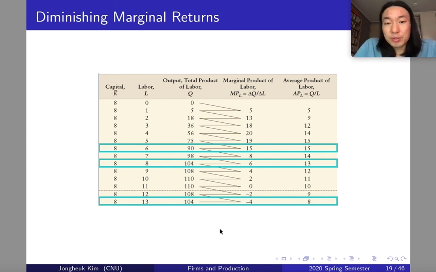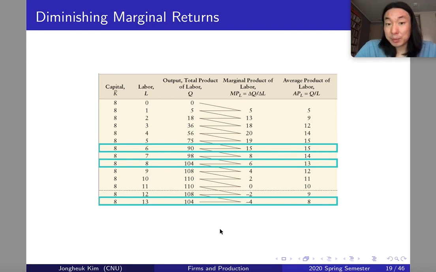And if you see the fourth column and the fifth column, you can find one interesting finding, which is that there is some relationship between the MPL and the APL. How about the APL first? APL is increasing, but at some point it starts decreasing, right? So it is inverted U-shaped, okay? Or just a bell-type graph.